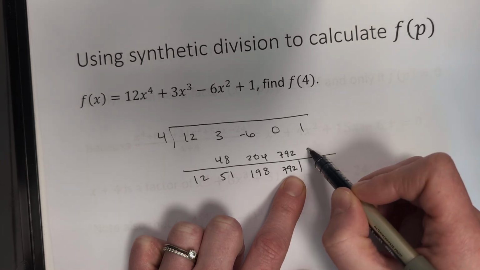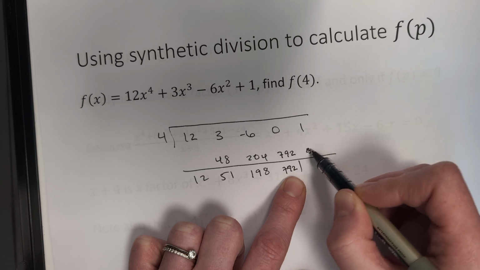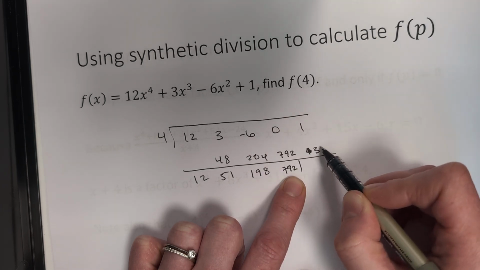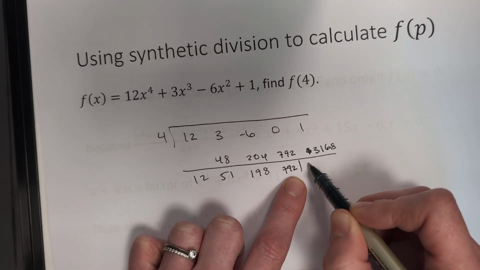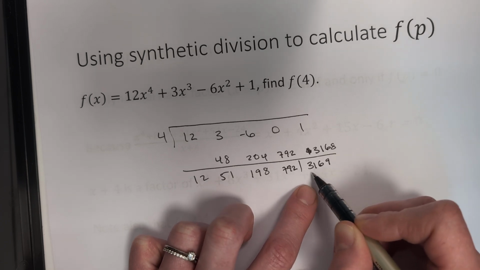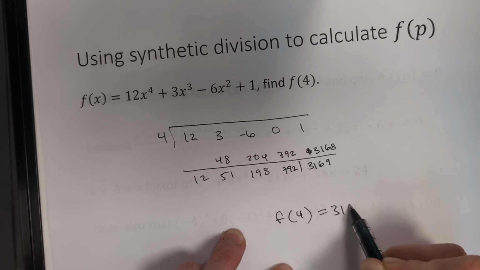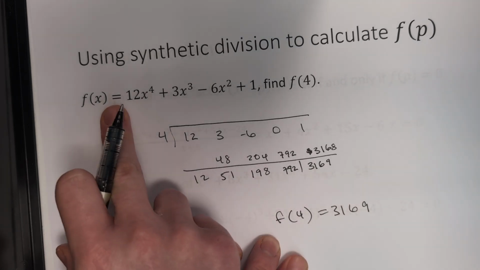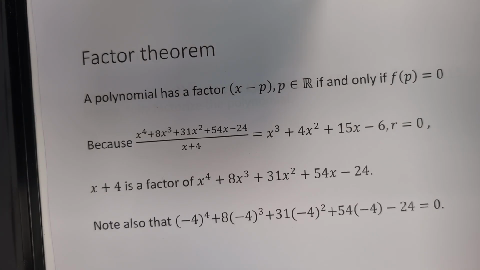800 times 32 minus 8 times 4. 800 times 4 is 3,200, so 3,100, and take away 32. 68, so 3,169 should be f of 4. Okay, still not a nice number, but it is significantly easier than doing that. More importantly, though, is what this will tell us about the roots.